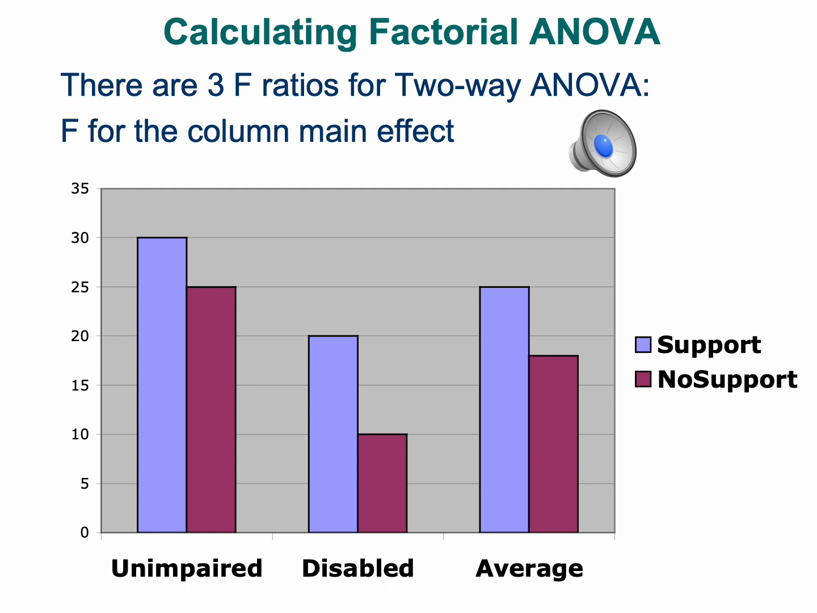Now we're just going to check the column main effect for support or no support. So we average across those. So again, somebody on average, if they have social support, regardless of their disability level, their dependent measure will be a 25. And if they have no support, their dependent measure will be an 18. And we're going to check to see if that difference could have occurred by chance, or is it likely not occurred by chance and represents an effect of social support.